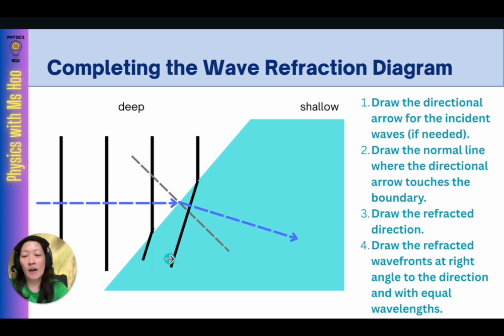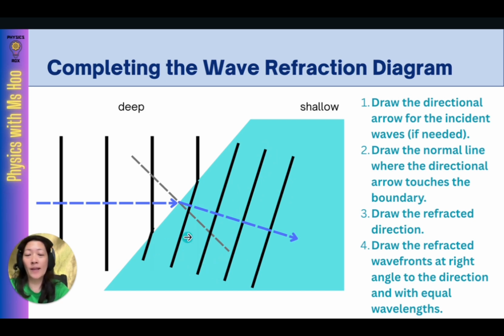You can see now from these two wavefronts, this is the new wavelength in the shallow region. You can draw the rest of the wavefronts at the same wavelength. So when drawing the wavefronts, make sure that the wavelength of the waves in the shallow region is constant and the wavelength is less than that of the wavelength in the deep region. And that's how you complete the wave refraction diagram for waves that are traveling from deep to shallow.